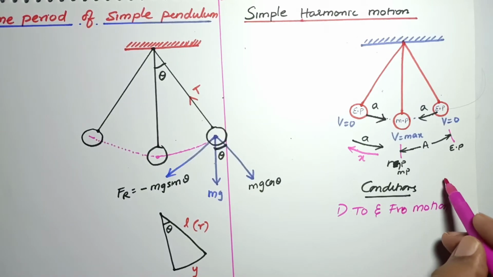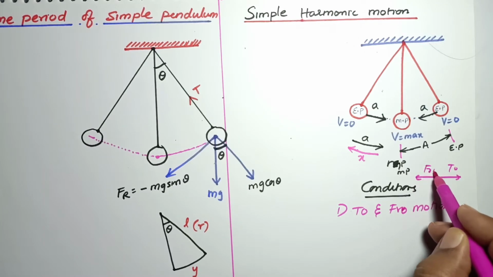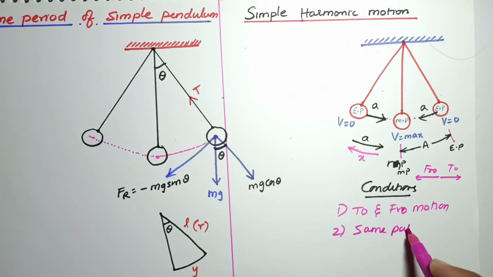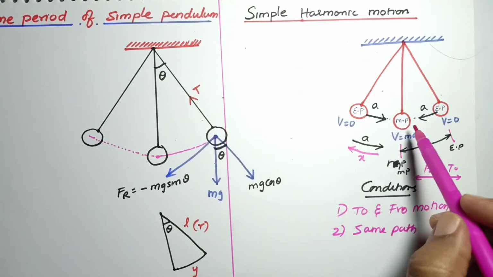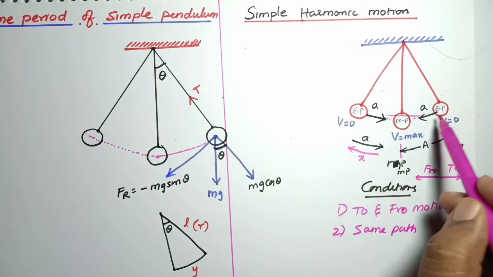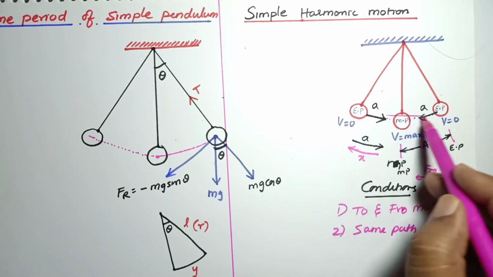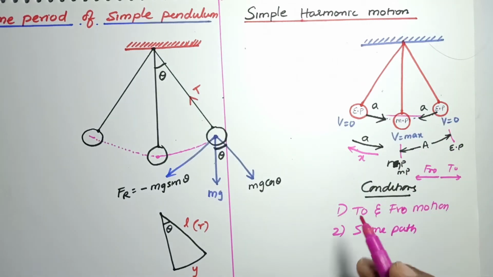What do you mean by to and fro? This is to and this is fro. That is the meaning of to and fro here. Second one is it should have the same path. What is the meaning of same path? Here this oscillation is following the same path. If you observe, it is following the same path. That is called the same path.